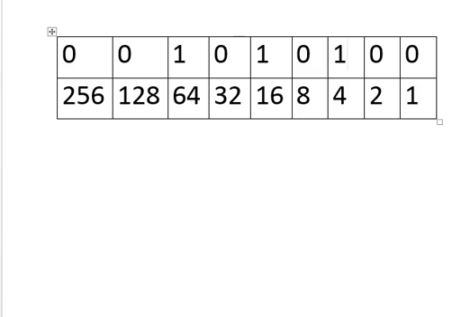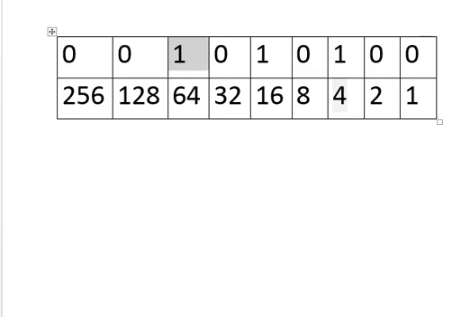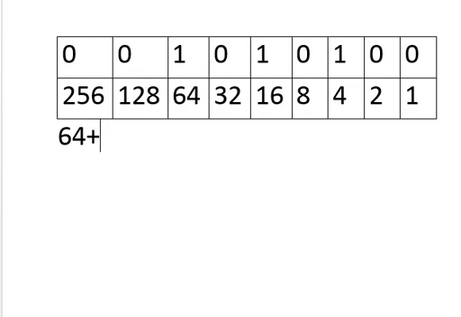If we want to convert it to a decimal number, we take all of the binary digits which are equal to 1 and their designated numbers, and then add them all together. So we're going to add 64 plus 16 plus 4, which equals 84, I believe. Yeah, I think so.